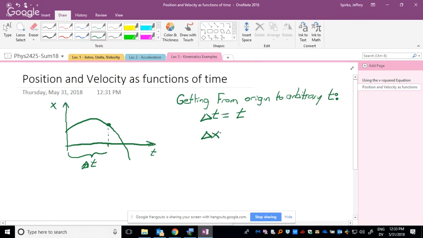Our delta x is x minus what I call x naught. That is this value here. The little subscript 0, I pronounce using the British pronunciation, naught, for nothing. And it basically stands for the x value when t happens to equal 0.